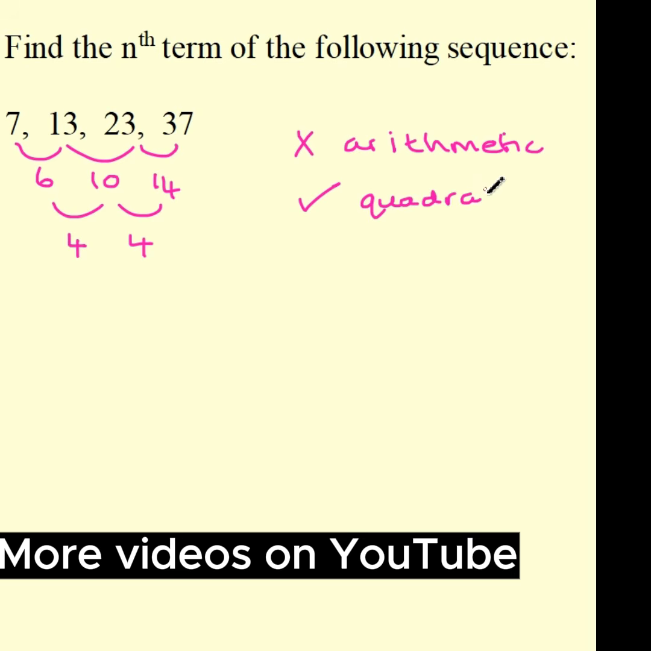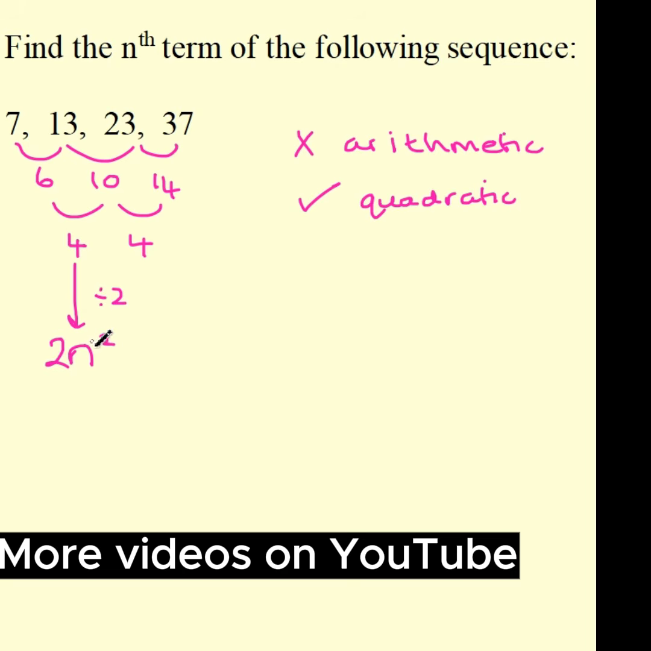That's the first difference, that's the second difference. If the second difference is the same, then it's a quadratic sequence. And we can now go on to find the nth term of the quadratic sequence. So we start by taking the second difference and dividing it by 2. This gives us the coefficient of n squared. So 4 divided by 2 is 2.